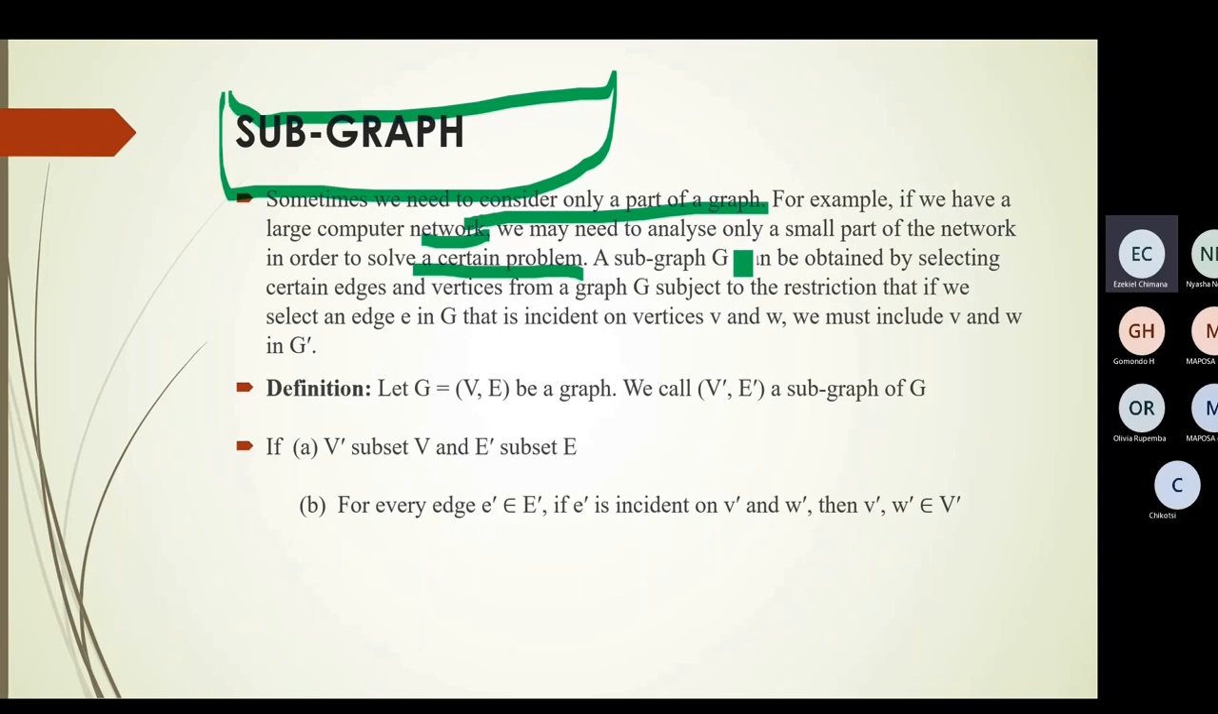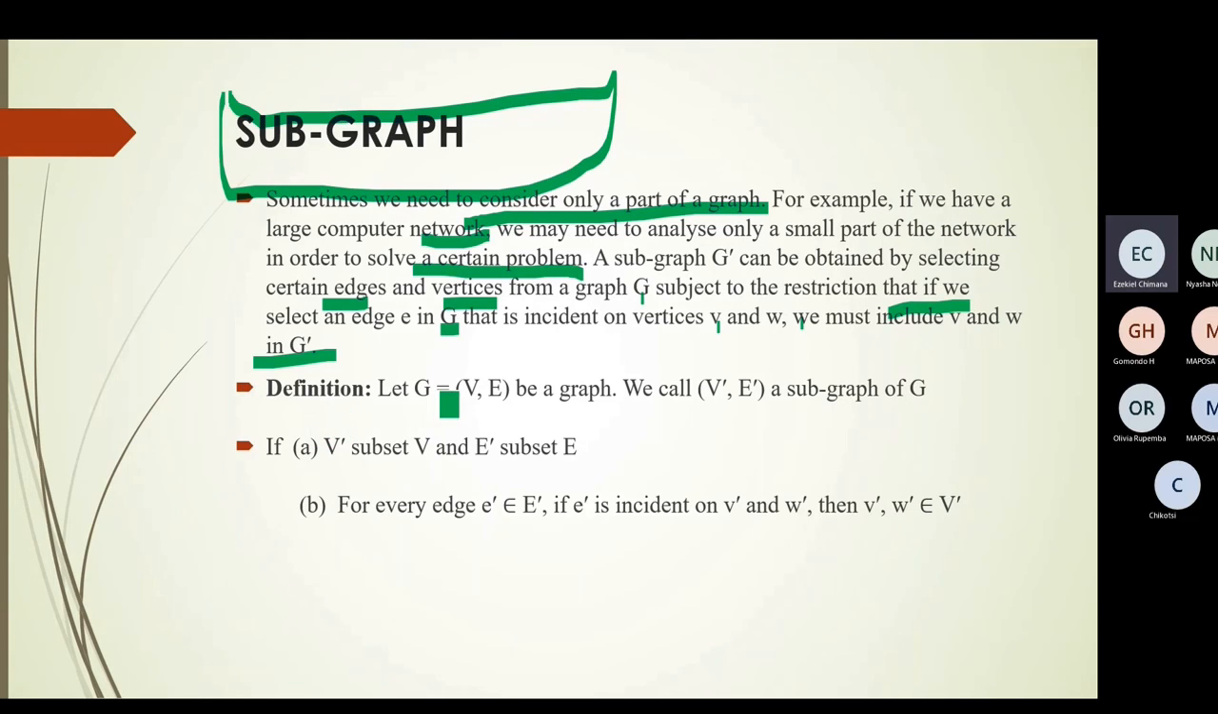So a subgraph G prime can be obtained by selecting certain edges and vertices from a graph G, subject to the restriction that if we select an edge in G that is incident on vertices V and W, we must include V and W in G prime. That's the idea of a subgraph. We are saying from this network, we need this part of the graph, this user and this user on this part of a network. We need to consider just maybe 5 users from 10 users.